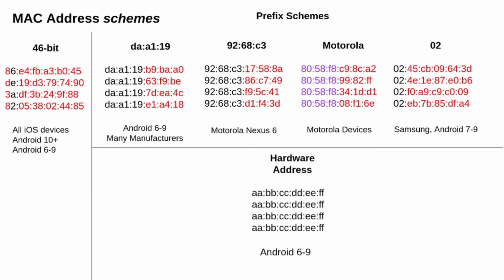Then this is not really a randomization scheme proper, but for completeness, we have the hardware address. Some devices just use their hardware address all the time, and that's Android 6 through 9, phased out in Android 10. Not only does the bitwise structure of these addresses change from manufacturer to manufacturer and OS to OS, we also saw that the time at which the random address and the hardware address are used, the consistency of the randomization, is different within a device based on the state and behavioral characteristics, and also between devices. So lots of variation.